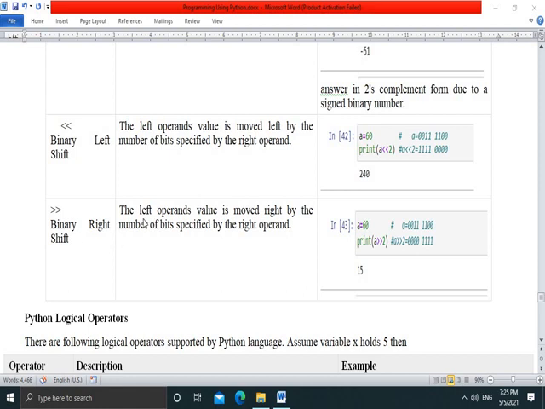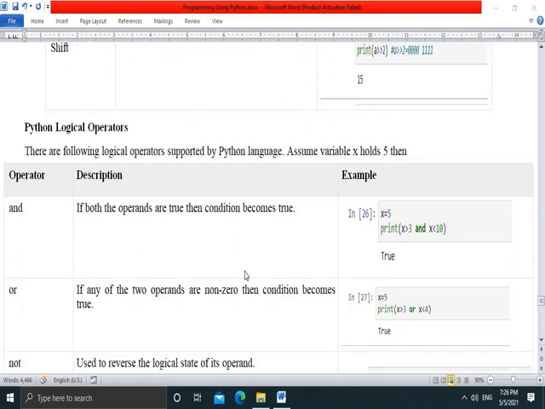Binary right shift. Binary right shift is the opposite of binary left shift, in which the number is shifted to the right side. Means the binary of 60 is 0011 1100. So it is shifted to the right. So right is now this side. So it shifted 1111 and this 0 this side. So the answer is 00001111. Binary of 15 is 00001111.